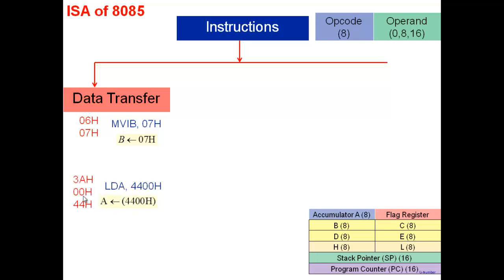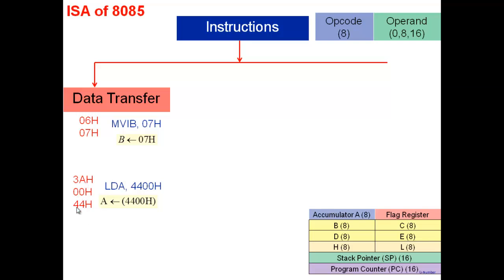Another could be an instruction which has 3 bytes, right? The first one is always the opcode. 3AH is the opcode. The operand in this case is 16 bits. So LDA 4400H. So 3A0044, this is what will be stored in the memory: 3A first, then 00, and then 44.